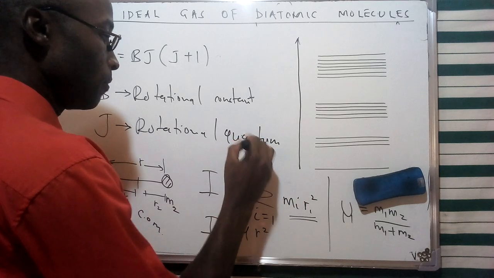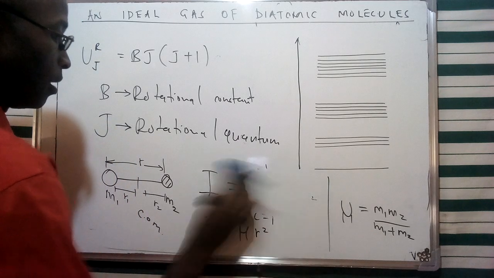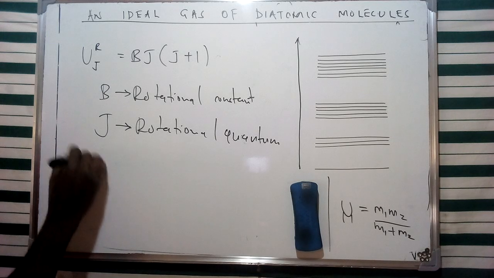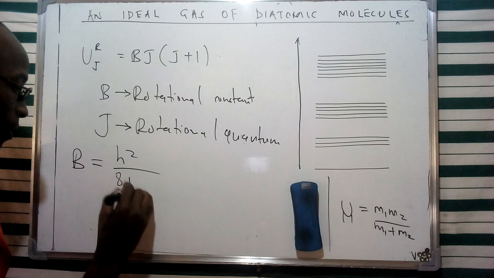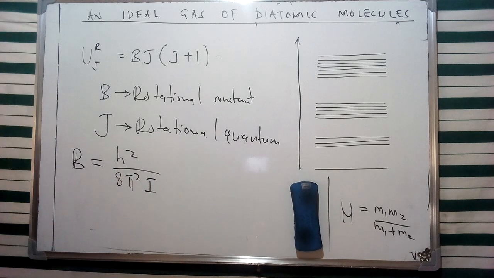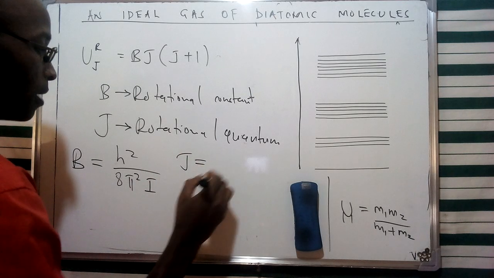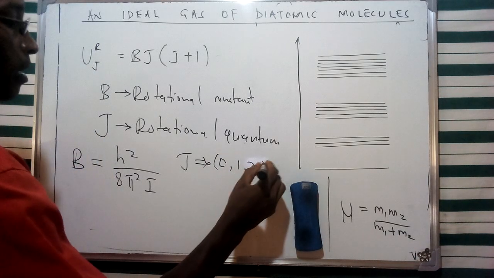This is a rotational quantum number, and we have specific values for the representation of the rotational constant and the rotational quantum number in this specific order. B is going to give us a value from this ratio, which is the square of Planck's constant over 8 pi squared times the moment of inertia, given as such. And of course, I've stated that J, which is the rotational quantum number, is going to take a range of values from 0, 1, going in that order onwards.